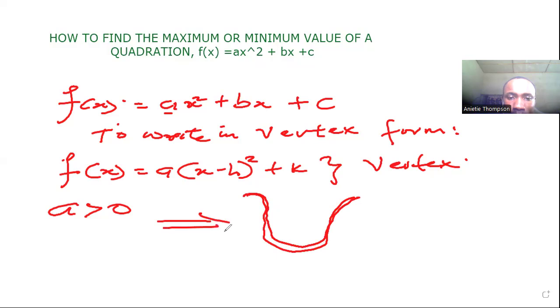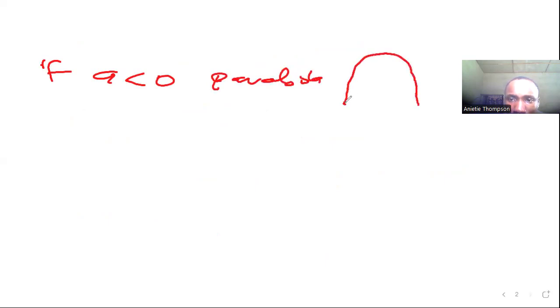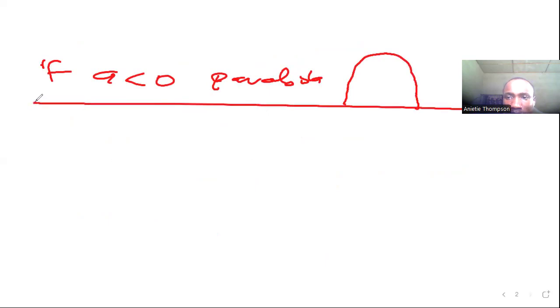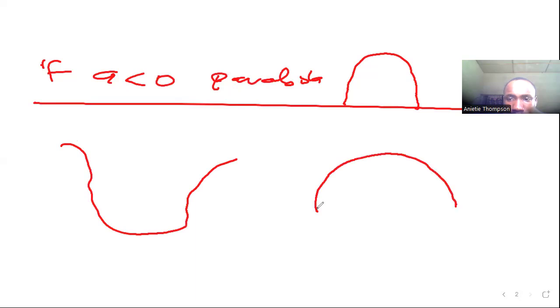This is the principle. If a is greater than 0, it will open upward. And if a is less than 0, the parabola is going to open downward, like this. Now, in these two conditions, where does the vertex form? Let me draw the two parabolas now. This is the one opening upward and the one opening downward.